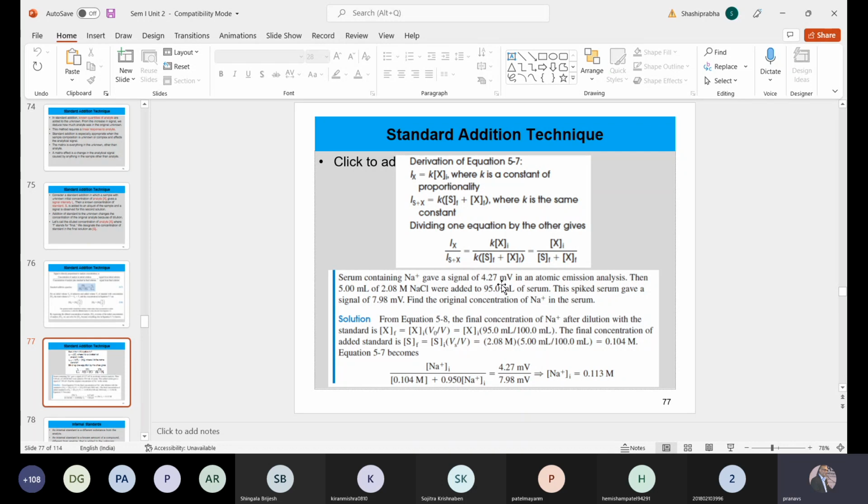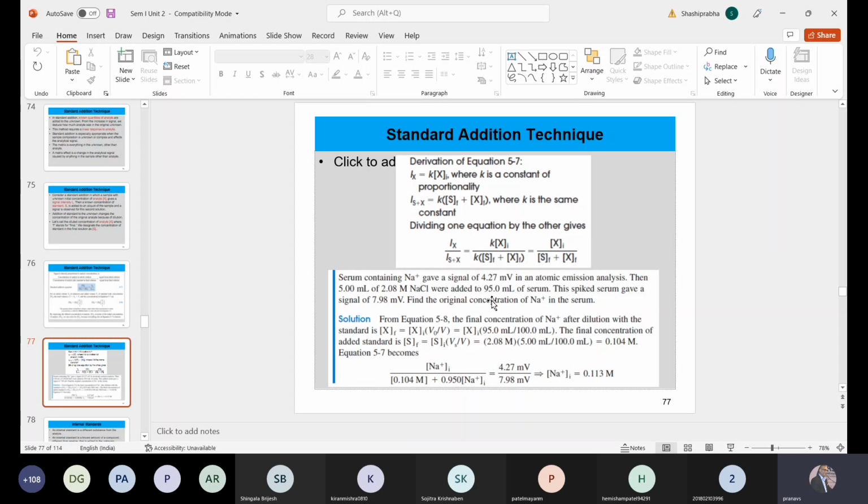This is what they want to find out using the same equation we saw in the previous slide. Ix divided by Is plus X is equal to the initial concentration. This is what we want to find out. This is what you have added, and this must have been the result because when you add this, it gets diluted. So this is the final concentration of X.